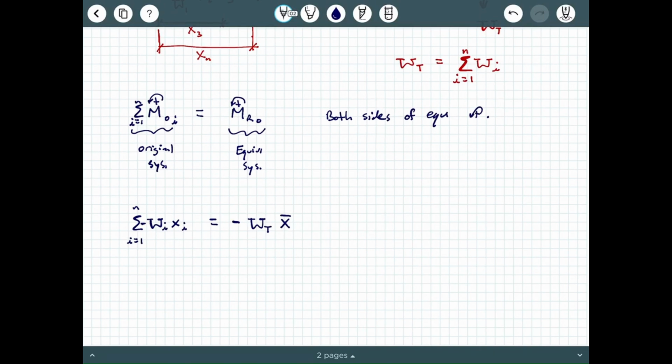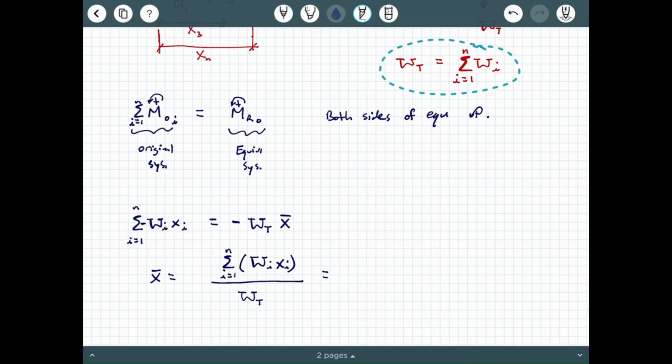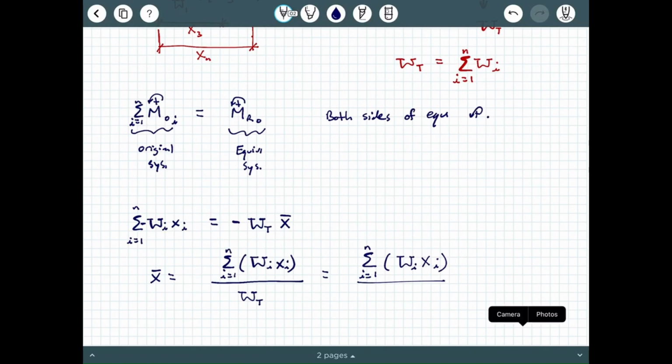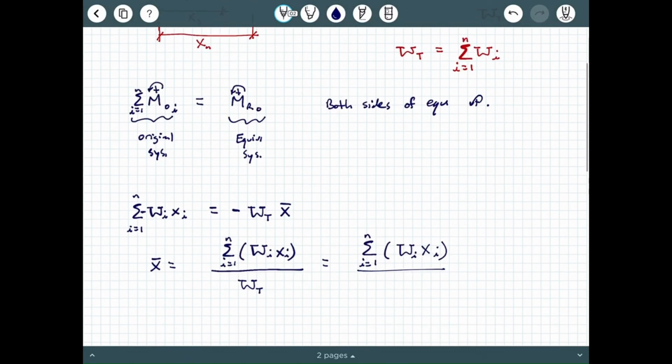All right, so let's do a little bit of rearranging now. We can rearrange this and solve for x bar. And what do we get? We get the summation as I goes from 1 to n of W sub I, x sub I, all divided by W total. Well, what was W total? We wrote that as this summation term. So we could write this as the summation, I goes from 1 to n, W sub I, x sub I, divided by the summation, I goes from 1 to n of W sub I.